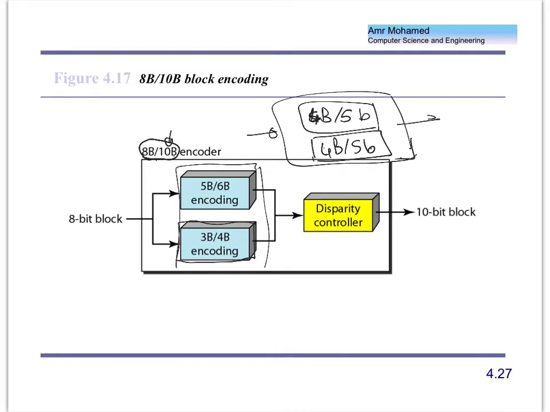This is equivalent to this, of course. So if I have a block of 5 bits to convert to 6 bits, and another one 3 to 4, then essentially I have in total 8 to 10. So this way I can have a bigger block coding circuit using smaller block coding circuits or chips. Yes, Daniel.